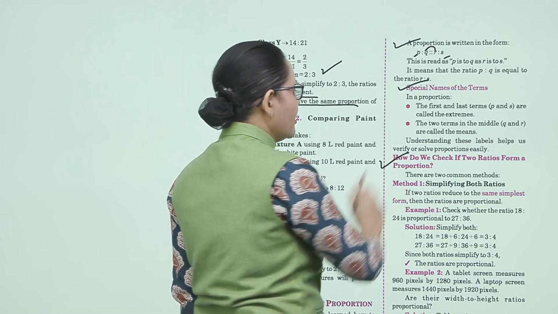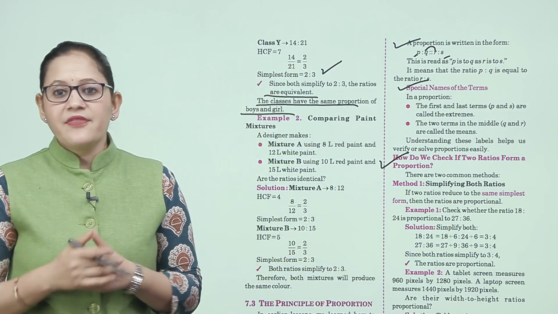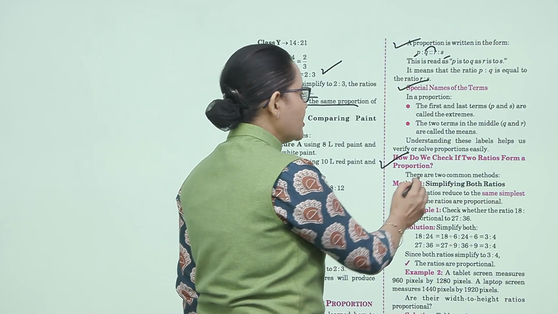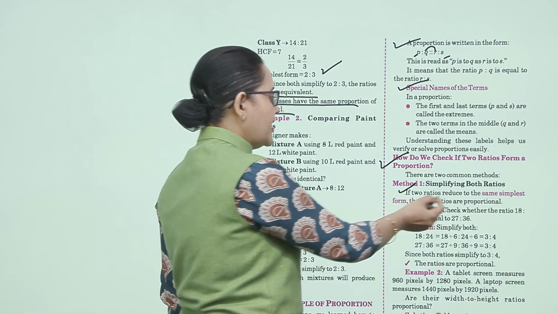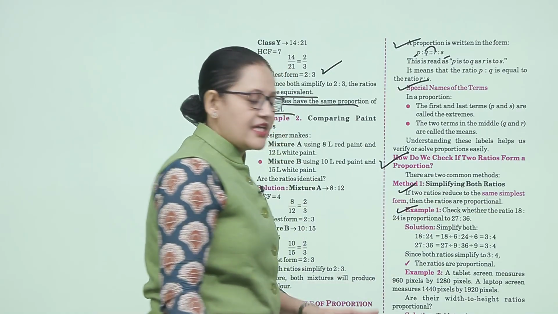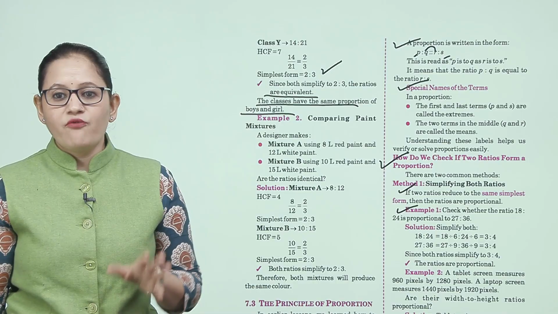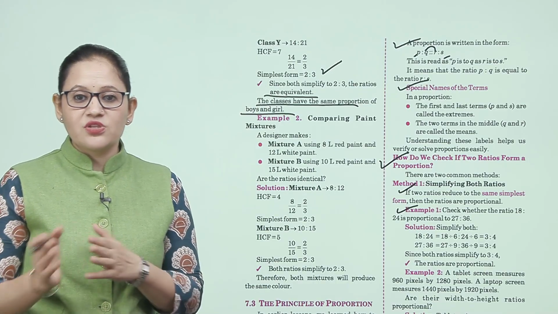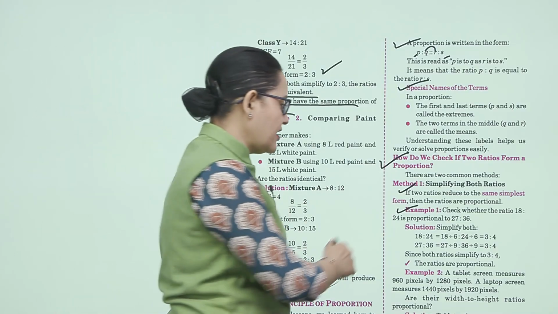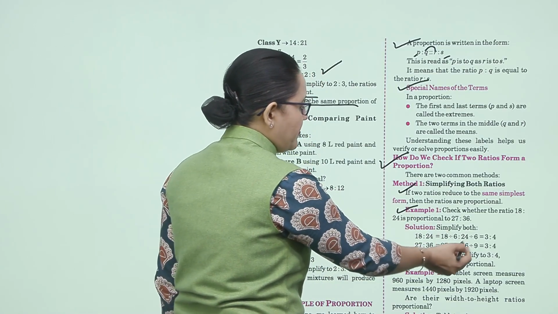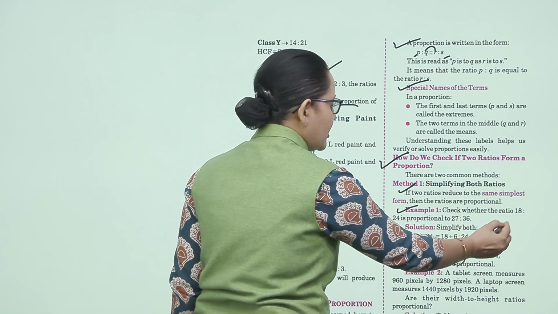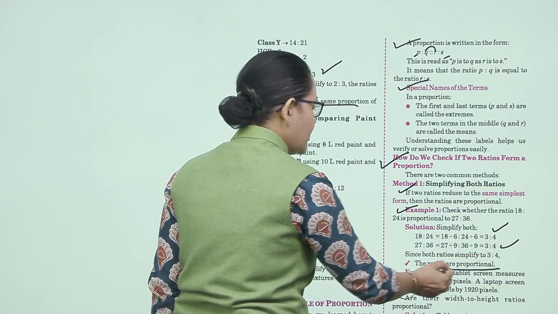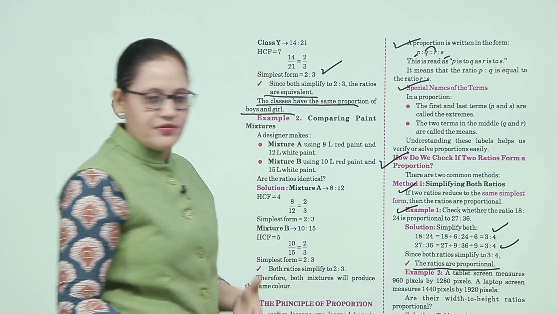Now, how do we check whether two ratios form a proportion? There are two common methods. Method 1, simplifying both ratios. If two ratios reduce to the same simplest form, then they are in proportion. Here we will take an example. We have to check whether the ratio 18:24 is proportionate to 27:36. First we will simplify. When we divide by the HCF, it gives 3:4 and it also gives 3:4. So we can say that both ratios are in proportion. Clear?